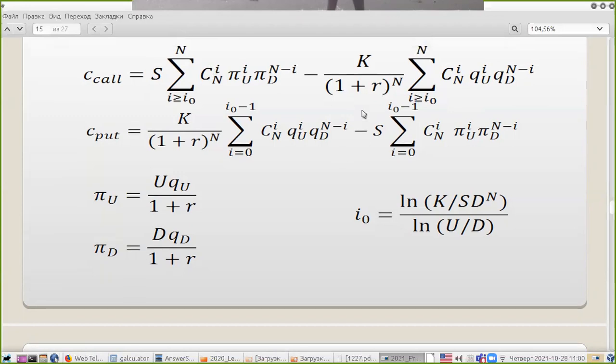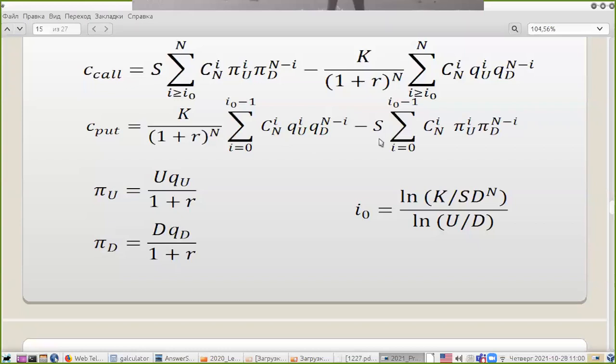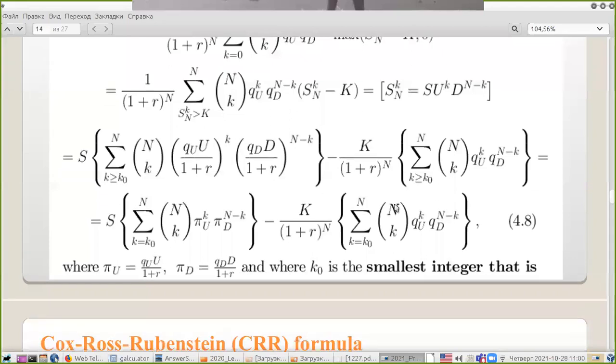And we can write a formula for the put option. It's not easy, and we can deduce this formula. For example, this is how we solve this inequality, S and K more than K. So it is S.